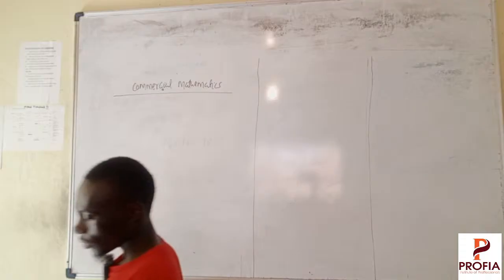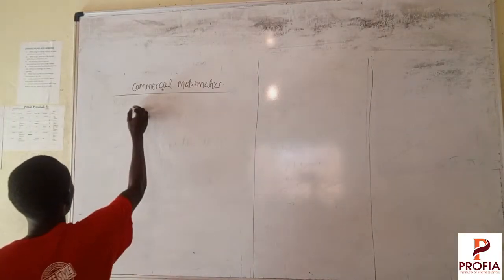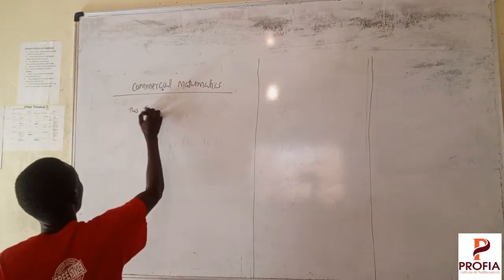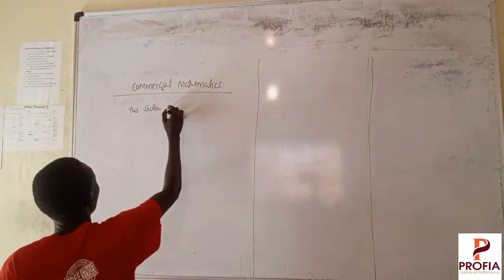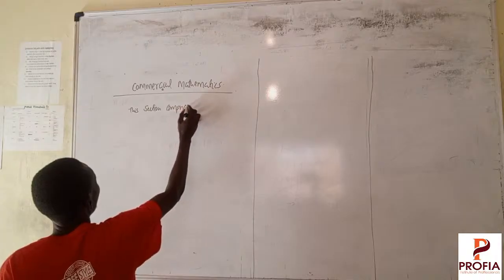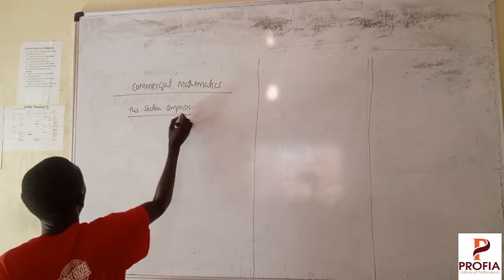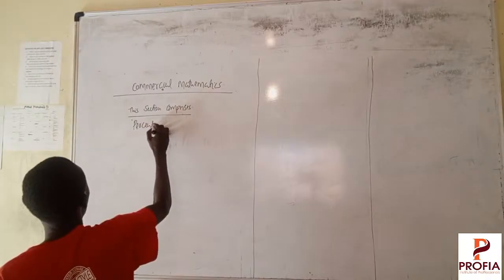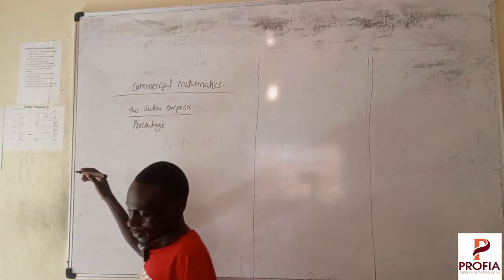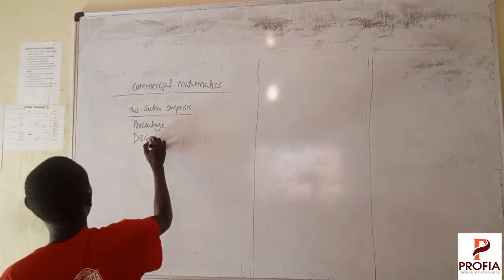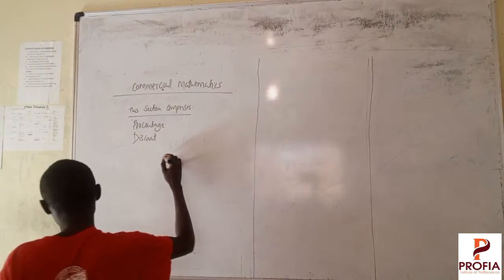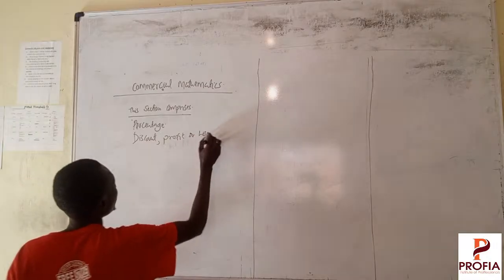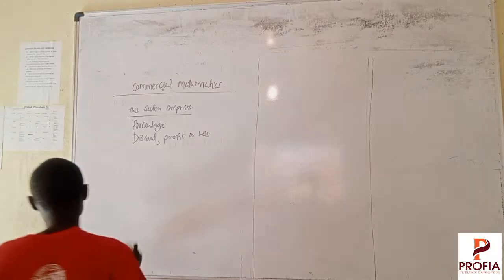So we have sections of this comparison. This section comprises the percentage, so you have to calculate percentage, profit, discount, profit or loss, also commission and salaries.